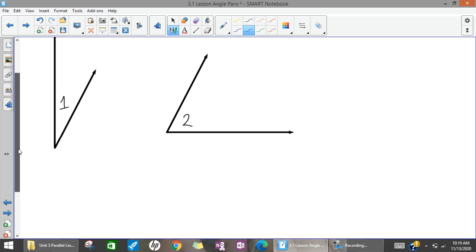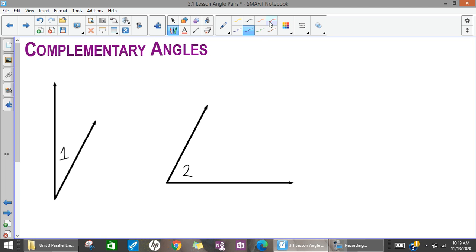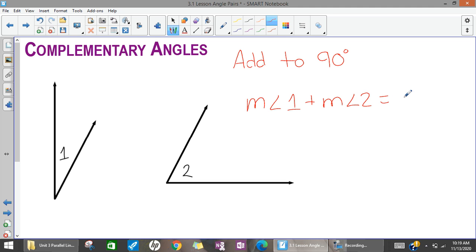The next relationship is complementary angles. Complementary angles add to 90 degrees. So the measures of the 2 angles would add to 90 degrees. So in this case, if these 2 angles, angle 1 and angle 2, are complementary, we would say the measure of angle 1 plus the measure of angle 2 is equal to 90.